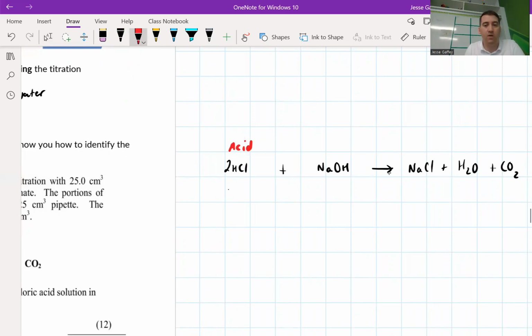And sodium, oh, actually, I have this wrong. This is not the correct base. Sorry, this is Na2CO3. Apologies, that's my bad. This here is the base. Okay, so that's the first thing to identify, the acid and the base.